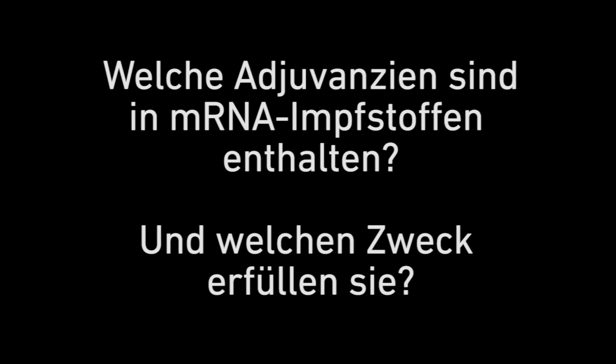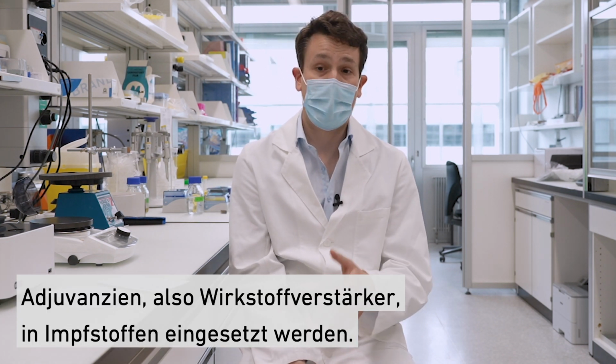Which adjuvants are contained in a vaccine dose for mRNA vaccination? What purpose do they serve? So basically we have two major purposes for the adjuvants, for the helper molecules that are in the vaccination. One is the stability of the mRNA, and the other one is the delivery of the mRNA to the cell.